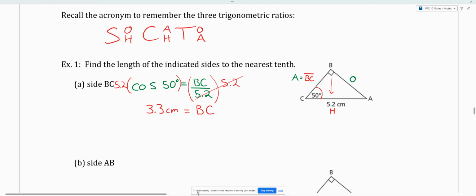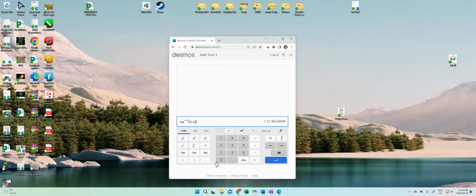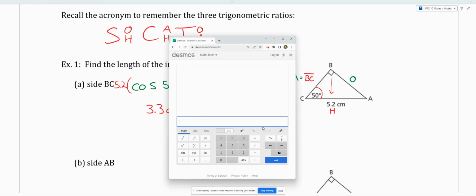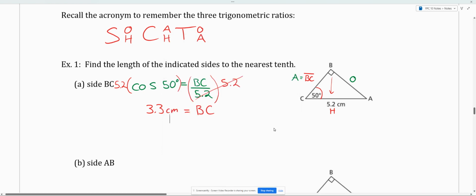Now, to show how this looks in a calculator, just to review, I'll bring up my Desmos calculator again. I think I have it open here. Yes, so let's clear what I have. I take 5.2 and then I'm multiplying that by the cosine of 50 degrees. You see here, I do get 3.34 and many other decimals, but if I rounded it, I get 3.3. Again, I'll help you with your calculators in class.